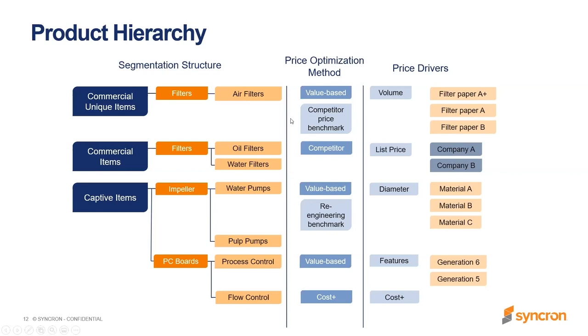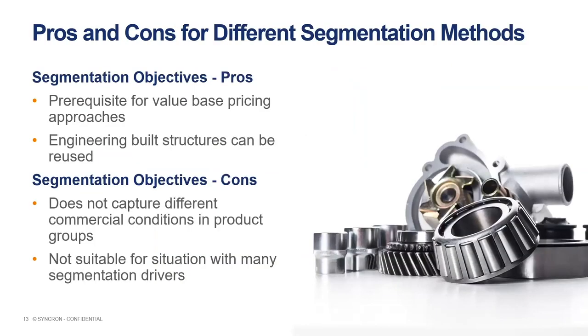then it might actually be better not to keep the engineering structure for analytical purposes, but to build a much more commercially driven approach. So if we look at the pros of this method, we need to have this for the value-based pricing approaches, apples to apples. It really needs to be engineering driven, and the engineering-built structures can be used. The cons of this are that it doesn't really capture the commercial conditions in the product groups. So for example, we don't know if it's a captive item or if it's really a commercial item. Within the category, it can vary, depending on the hydraulic cylinder case that I showcased.